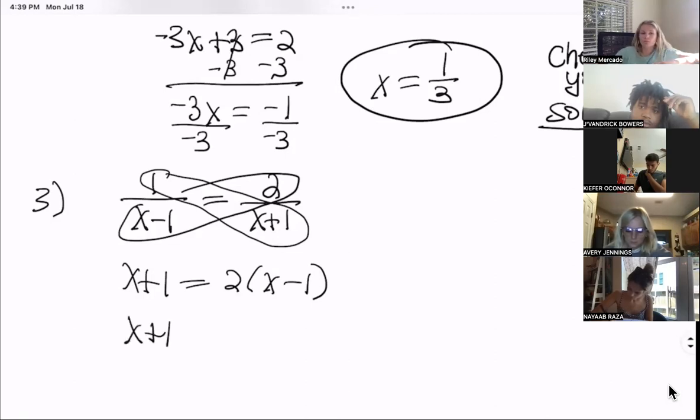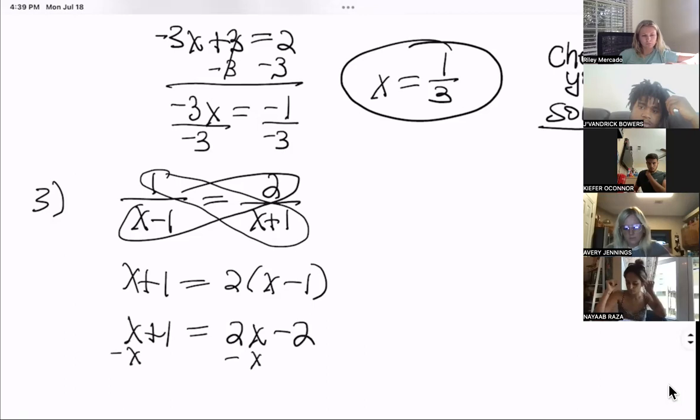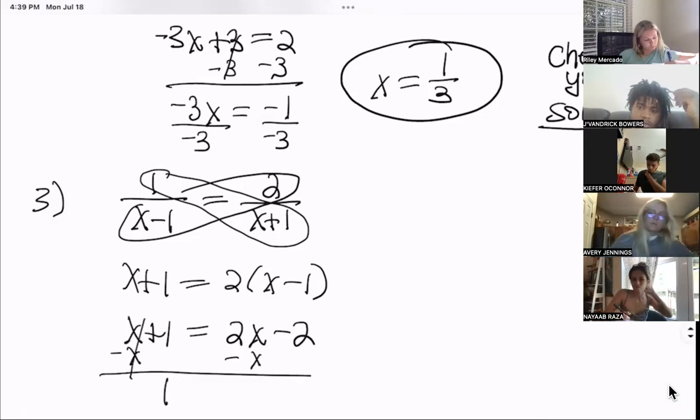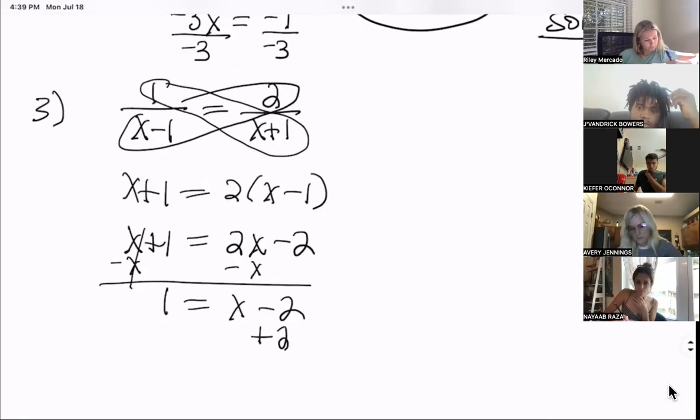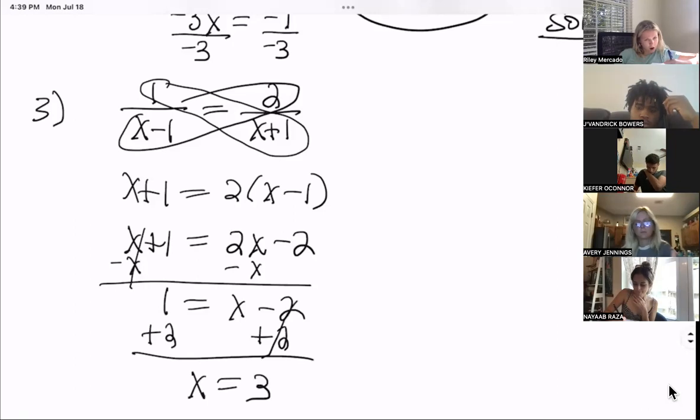So x plus 1 is equal to 2x minus 2. I'm going to subtract x. Again, you can do it any way you want, any order you want, as long as you get the right answer. Plus 2, plus 2, x is 3. Again, plug it in.